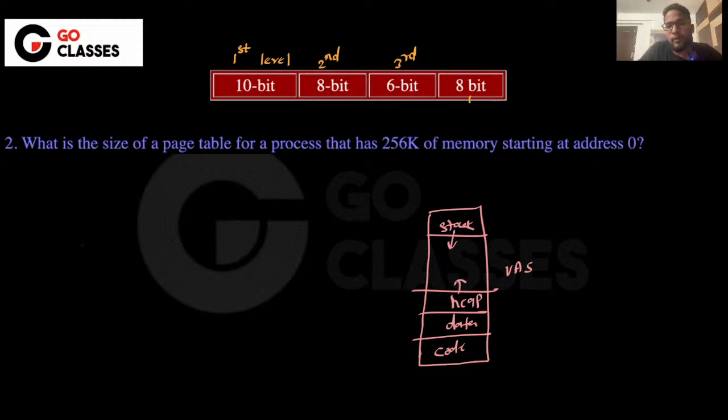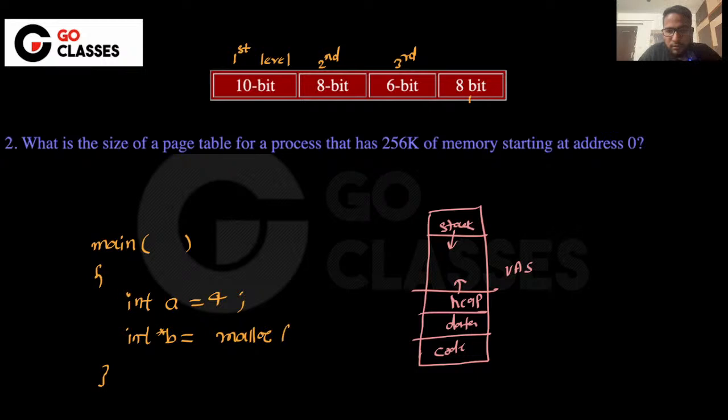Suppose I write a simple program, main: int a = 4, and then int *b = malloc, or something like this. Suppose I write this small program. What do you think, how much is it going to take?